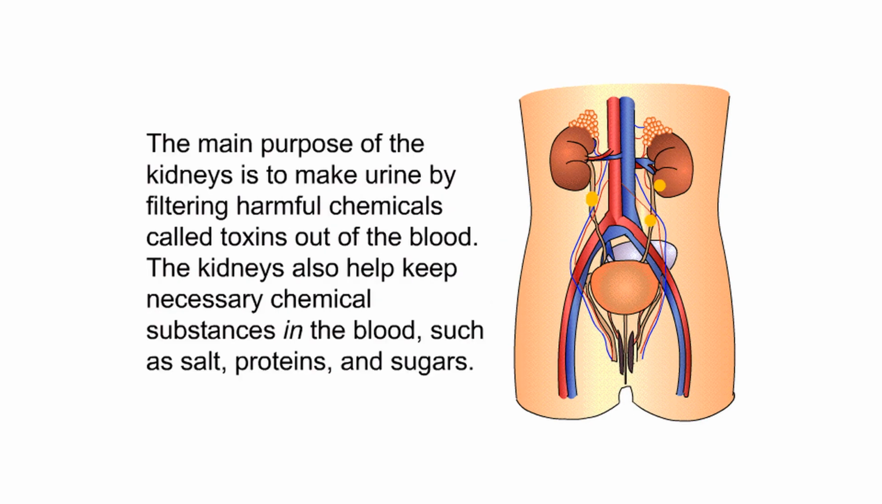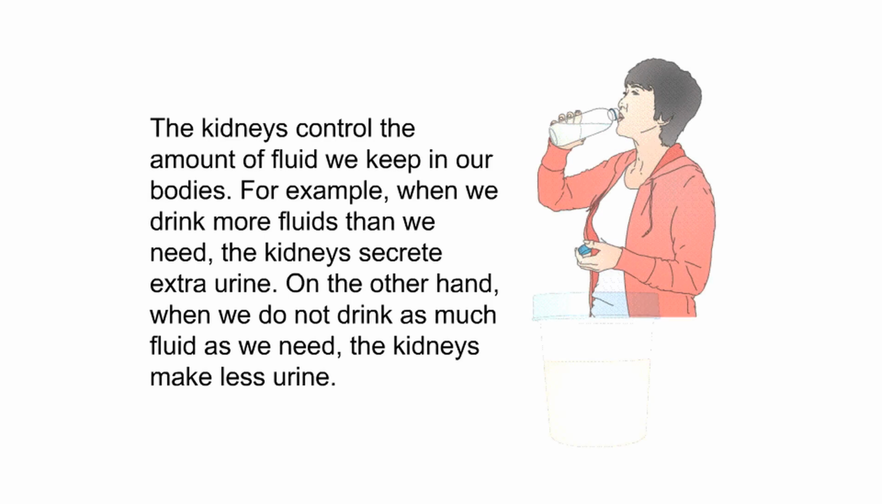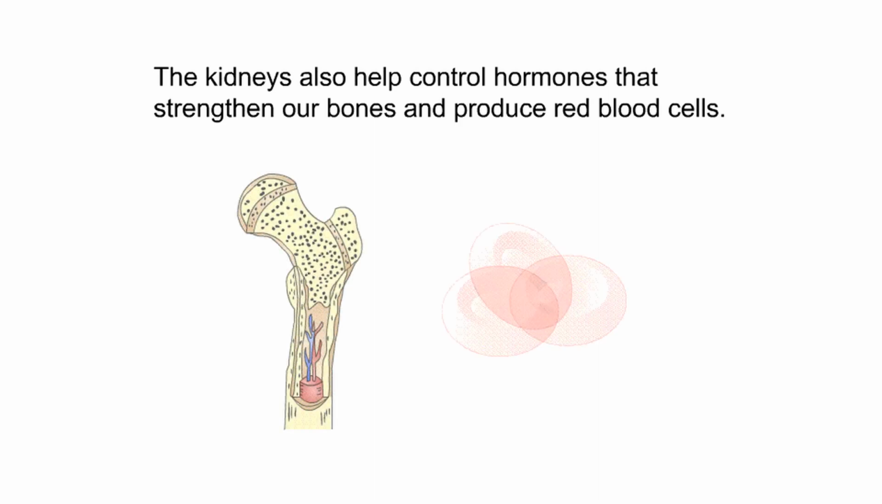The main purpose of the kidneys is to make urine by filtering harmful chemicals called toxins out of the blood. The kidneys also help keep necessary chemical substances in the blood, such as salt, proteins, and sugars. The kidneys control the amount of fluid we keep in our bodies. For example, when we drink more fluids than we need, the kidneys secrete extra urine. On the other hand, when we do not drink as much fluid as we need, the kidneys make less urine. The kidneys also help control hormones that strengthen our bones and produce red blood cells.